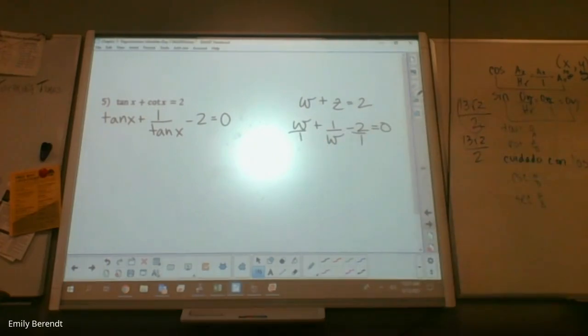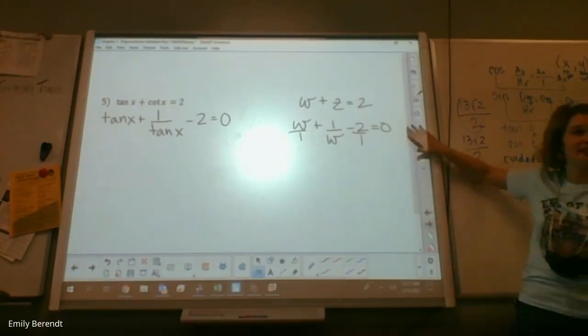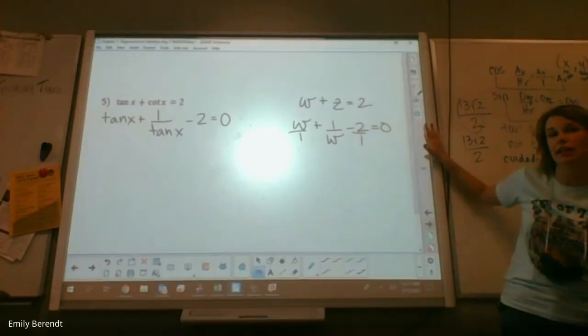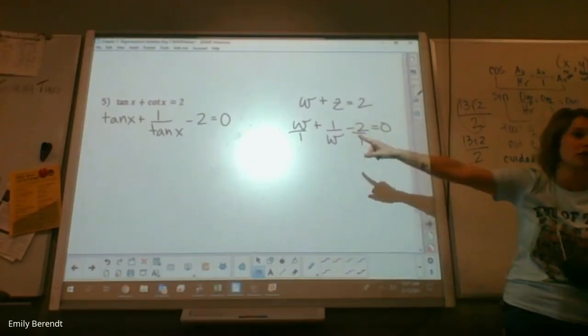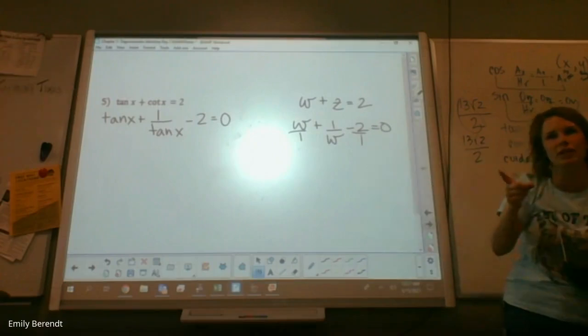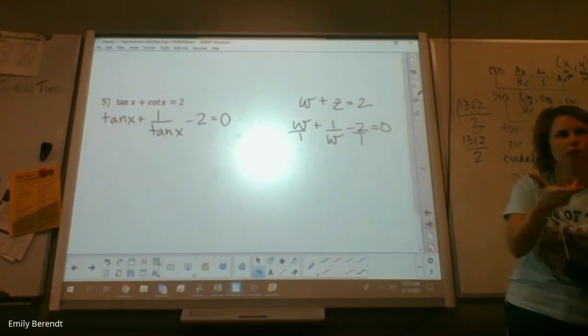Back in first semester, our very first unit was our rationals unit. When we worked with our rationals unit and solving, when you had something like this to solve for, what did we do? We found an LCD. What is the LCD? In the trig world, it's tangent, but over here in algebra land, it's W. What did we do with that LCD, though? The LCD is W.